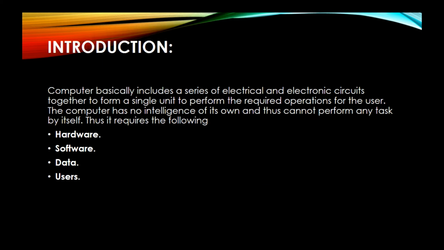Introduction. A computer is basically a series of electronic and electrical circuits which together perform as a single unit. The computer doesn't have intelligence of its own and cannot make decisions or take any thinking ideas by itself on its own. The computer needs the following items. Those are hardware, software, data, and user.